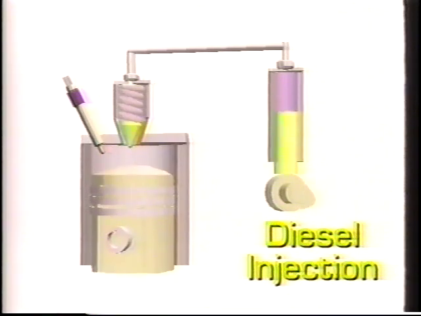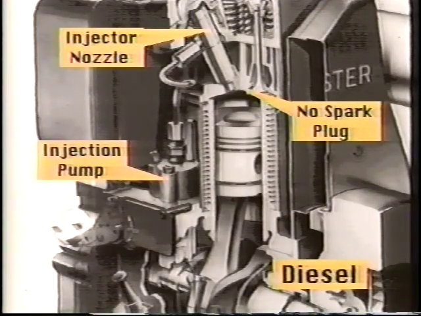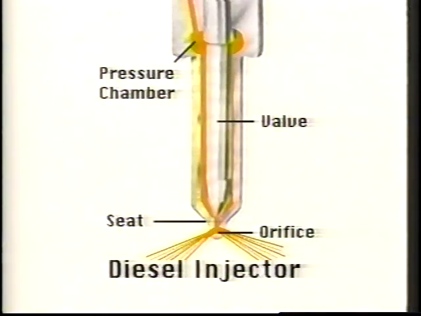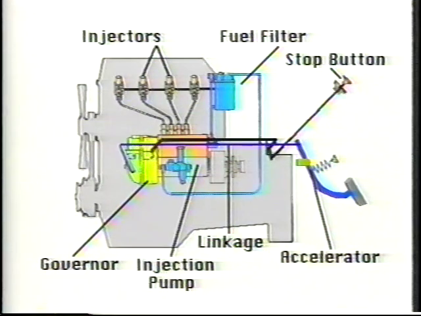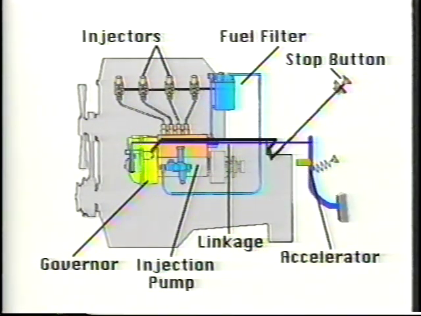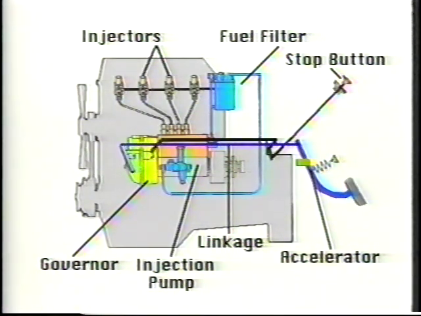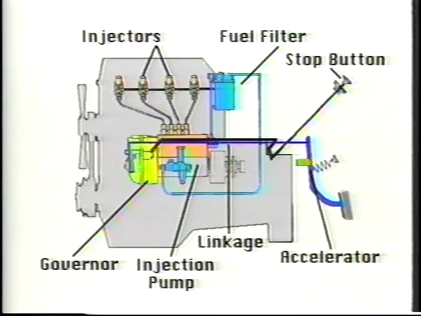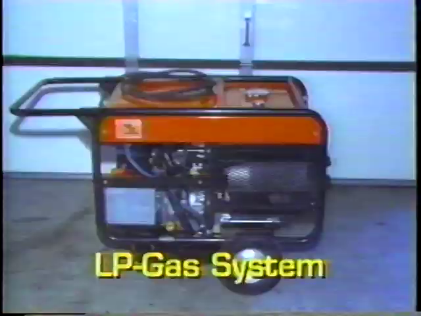Diesel engines use a high-pressure pump to force thick diesel oil into injector nozzles. The spring-loaded injector nozzles spray a mist of diesel fuel directly into the combustion chamber when a high-pressure pulse of fuel enters the injector. With a diesel, the throttle control is linked to the governor, which controls engine idle and maximum speed. The governor then controls the injection pump.